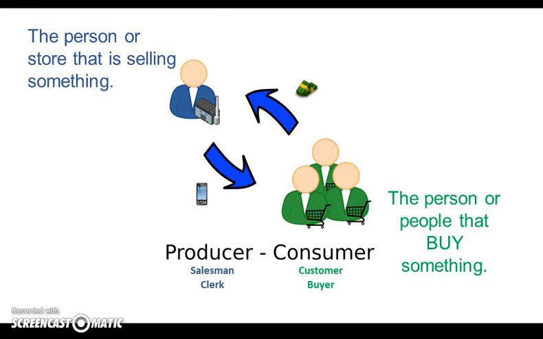Let's start with some vocab words that are not on your graphic organizer, but you need to understand what we're talking about. Here's the relationship. There are two people that we'll be talking about. Consumers, another word for consumer would be customer or buyer. That's all of us. We buy things, we purchase things. The other person in this relationship would be a producer or a salesman or a clerk. These are people who are selling you something. So keep in mind we're talking about two kinds of people, the sellers and the consumers.